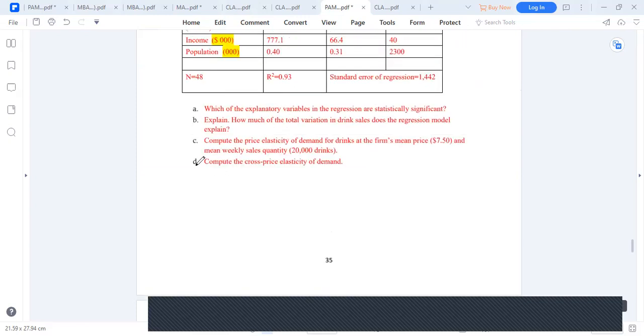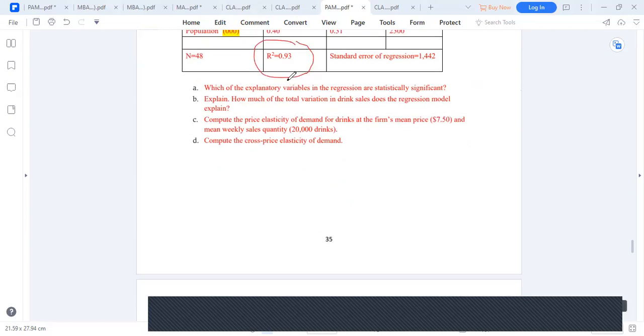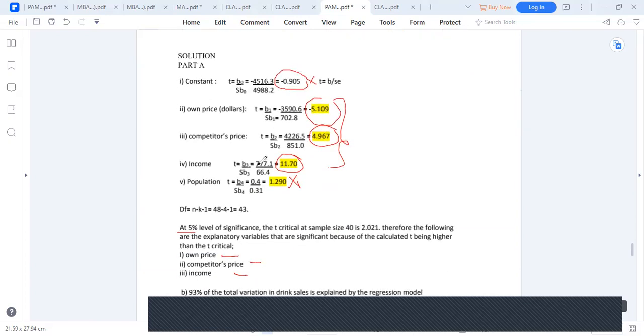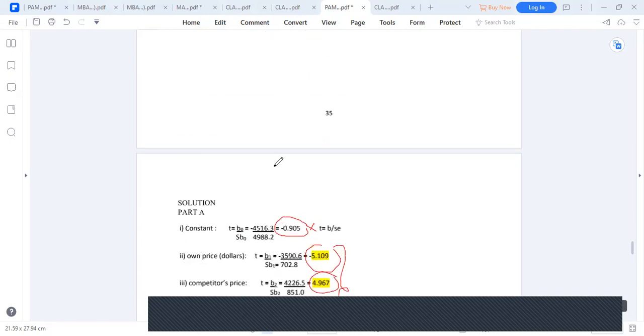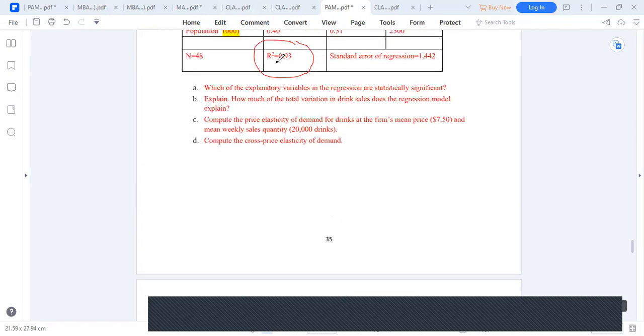And the next question that is being asked is, explain the variation in drink sales that is explained by the model. So we use R squared here. To what extent? So we need to interpret this 93%, like I explained to you. It means that 93% of the total variation in drink sales is explained by the regression model. So this is where the R squared comes in. We explain the regression model and its significance using our R squared. If it was 0.03, it would mean 3% of the overall regression is explained by that.